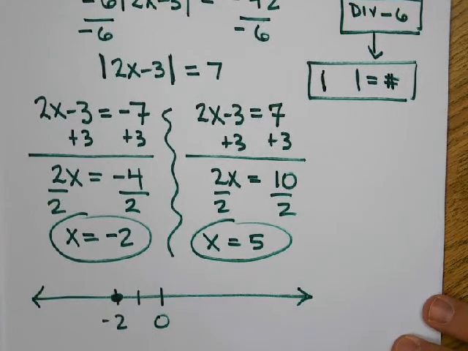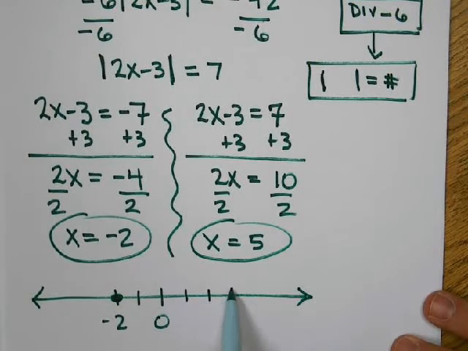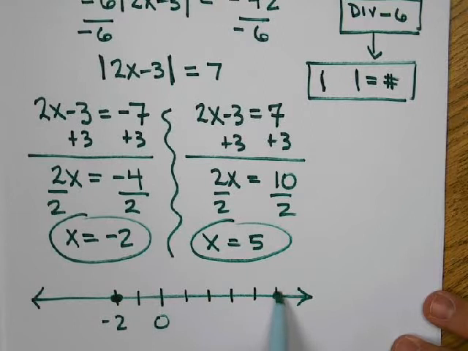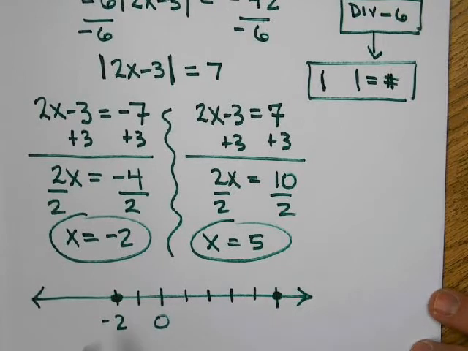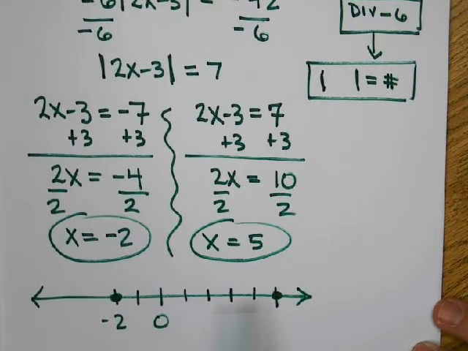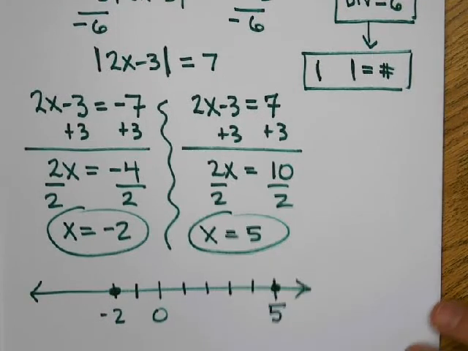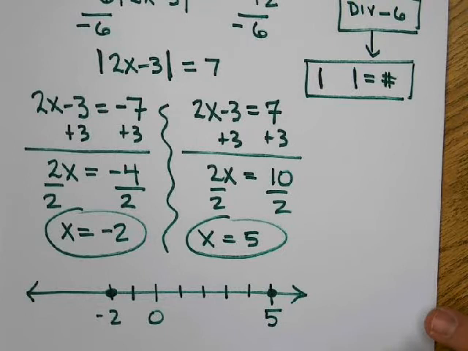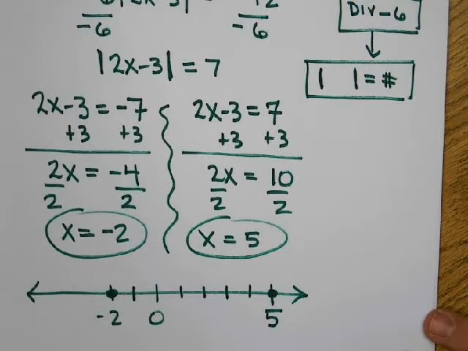The dot signifies that that is the answer. This is the x-axis, our number line, and then here we have 1, 2, 3, 4, 5. So of all the numbers, the only two on the number line that satisfy this equation are negative 2 and positive 5. This will come in handy later when we're graphing the absolute value equation.